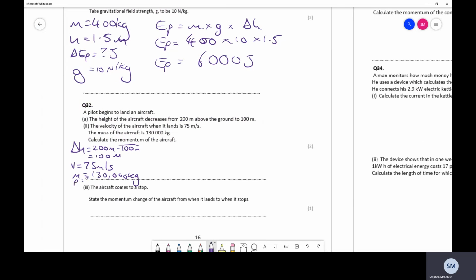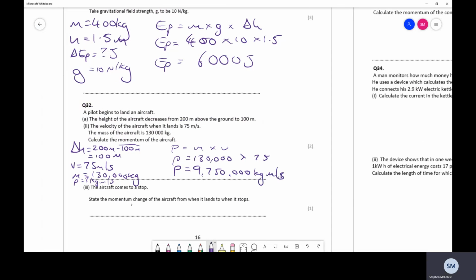Momentum is equal to, I do not know how many kilogram meters per second. But I know my equation is momentum is equal to mass times velocity. Momentum is equal to 130,000 multiplied by 75. And that gives me 9,750,000 kilogram meters per second as the momentum.